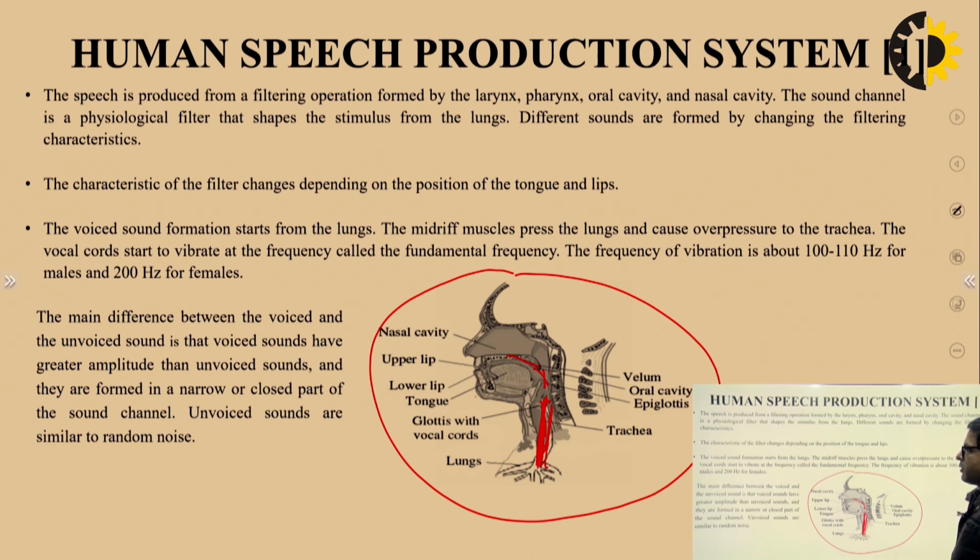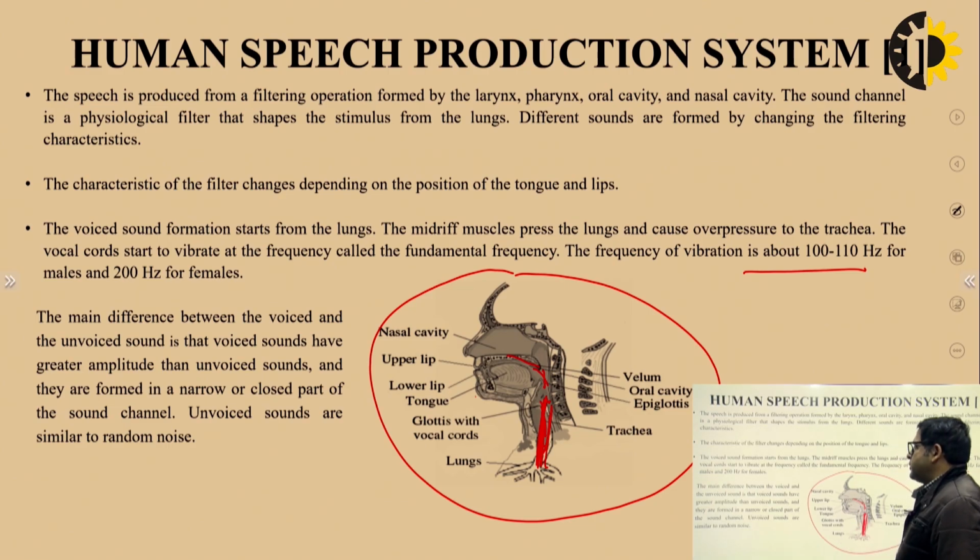The voiced sound formation starts from the lungs. The midriff muscles press the lungs and cause overpressure to the trachea. The vocal cords start to vibrate at a frequency called the fundamental frequency. The frequency of voice vibration is about 100 to 110 Hz for males and 200 Hz for females.